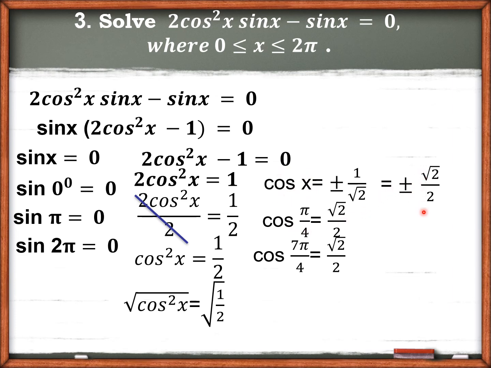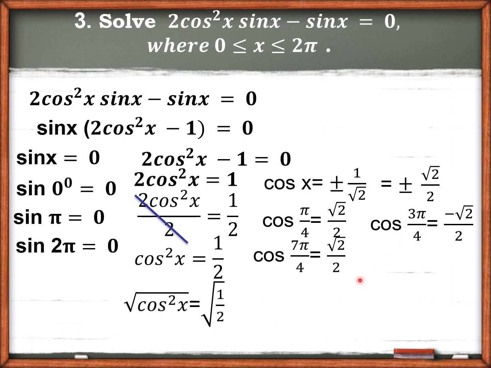This time, hanapin naman natin yung values ni x na magbibigay kay cosine ng value na negative square root of 2 over 2. So, ibig sabihin, we need to think of two quadrants that will make our cosine negative. Si cosine ay negative lang sa quadrant 2 and quadrant 3. Sa quadrant 2, magiging negative square root of 2 over 2 si cosine kapag ang x ay naging 135 degrees or 3 pi over 4. That's 180 divided by 4, that's 45 times 3, that's 135. Negative square root of 2 over 2 po yun pag nirelate natin kay cosine.